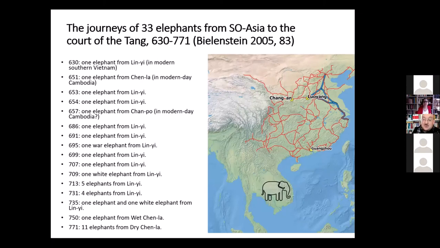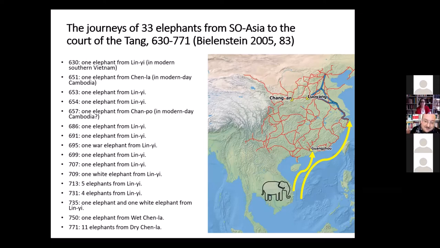Elephants, however, were also imported to China from other regions, again as diplomatic gifts. So this would also be parallel cases to Abul Abbas. And here we have even more impressive information. In total, between 630 and 771, 33 elephants were transported from various polities in Southeast Asia, in modern-day Cambodia and Southern Vietnam, to the Chinese courts in Chang'an and Luoyang. In 771, 11 elephants at once.